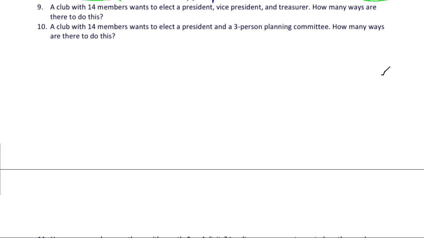Okay, in this video I'm going to solve these two problems, numbers 9 and 10 as shown. For number 9, a club with 14 members wants to elect a president, vice president, and treasurer. How many ways are there to do this? Well, this is P(14, 3), and I can write 14 factorial all over (14 minus 3) factorial. And it's the permutations.